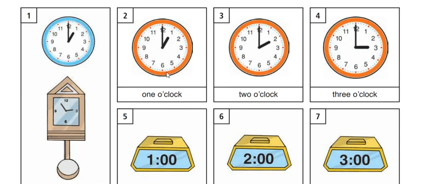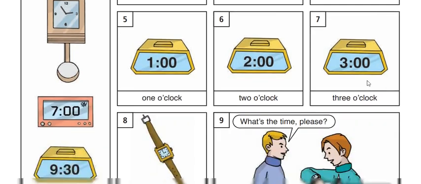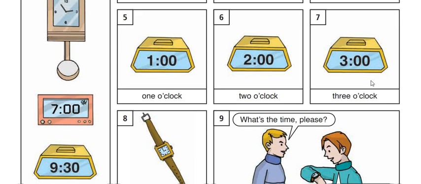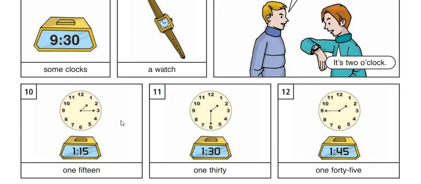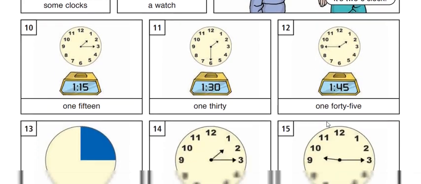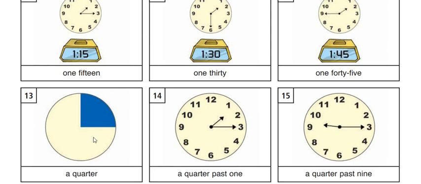Okay, picture 2, 1 o'clock, picture 3, 2 o'clock, picture 4, 3 o'clock, picture 5, 1 o'clock, picture 6, 2 o'clock, picture 7, 3 o'clock, picture 8, a watch. Okay, picture 9, what's the time, please? It's 2 o'clock. Picture 10, 1:15. Picture 11, 1:30, not 13. Picture 12, 1:45. Picture 13, a quarter.